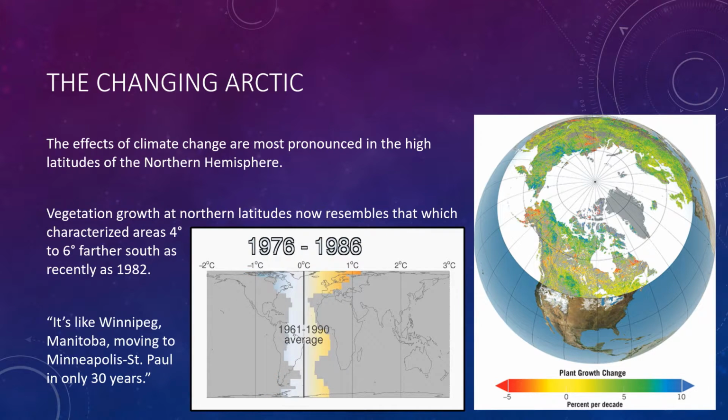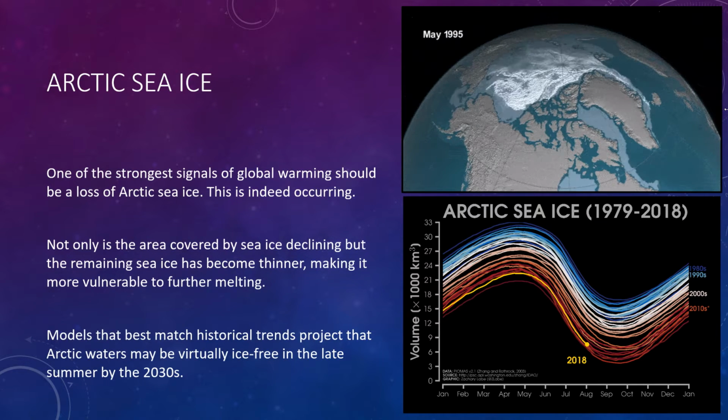Another sign that the Arctic is rapidly warming is related to plant growth. A 2013 study showed that the vegetation growth at northern latitudes now resembles that which is characteristic for areas 4 to 6 degrees latitude further south. So that's 250 to 430 miles further south. We're seeing plant life, as it should be, that far down. As one researcher characterized this finding, it's like Winnipeg, Manitoba moved to Minneapolis, St. Paul in just 30 years. So this is an issue. But one of the biggest issues and one of the most telling evidence of global warming is the loss of sea ice in the Arctic.